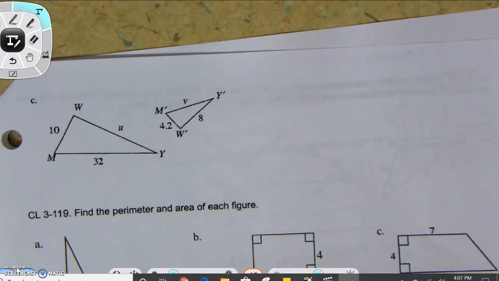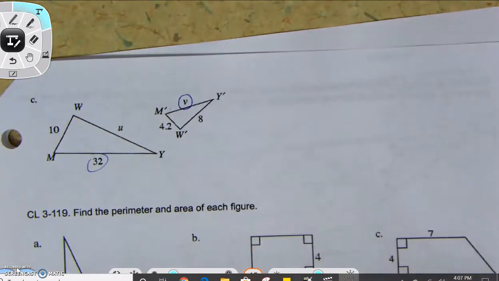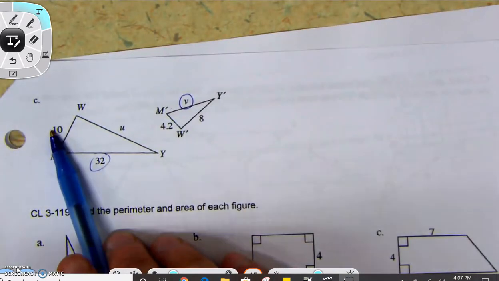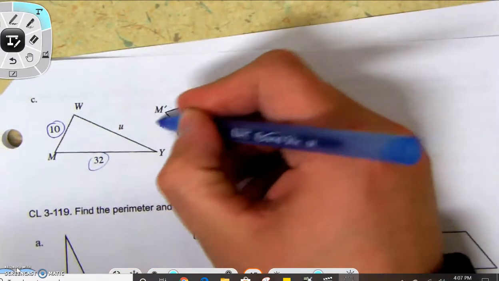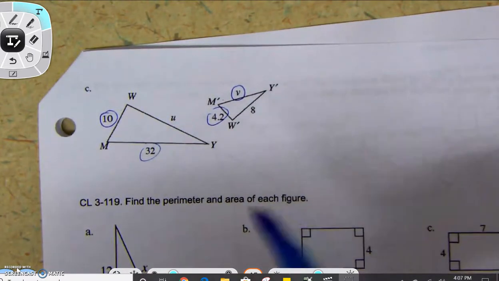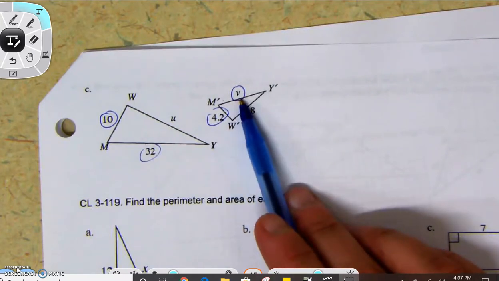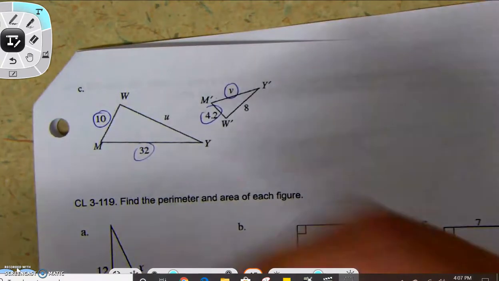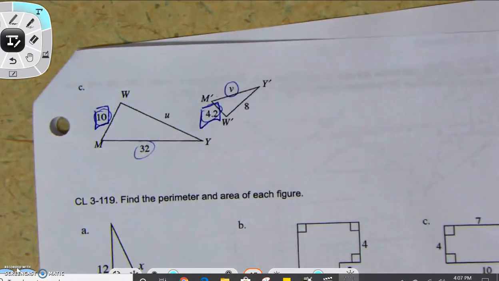So a couple important things. 32 and the V are definitely going to go together. So 10 is the smallest side, so we're going to make sure that that 10 and the 4.2 go together for that. And I guess another way to think about this, the V is across from the W angle, so the one that goes with the V is also going to be the one that's across from the W, so I have 32. Let me put rectangles for those so they're not both circles.